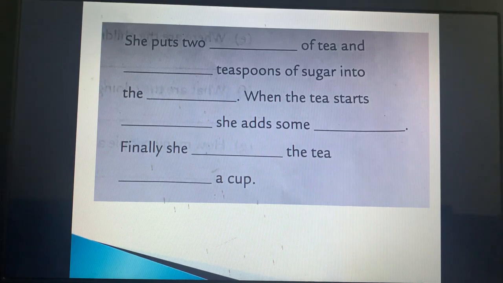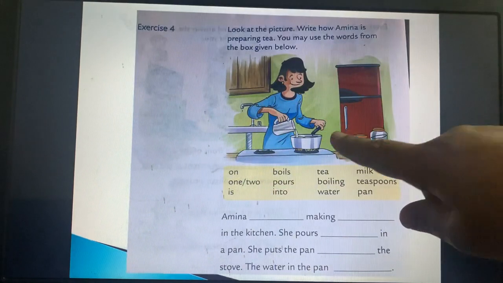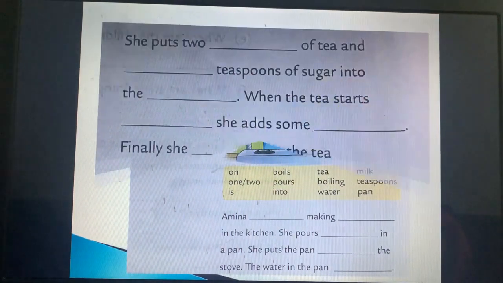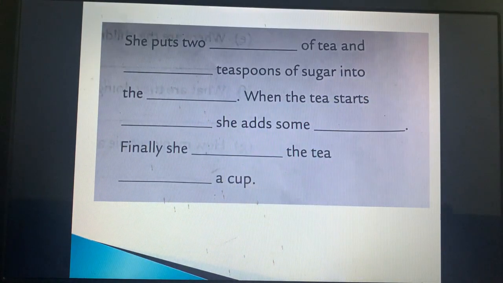It is your wish. If you are writing 1, then it will be teaspoon. If it is written teaspoons plural, then it will be 2 teaspoons of sugar into the dash. किसके अंदर डालेगी? It will be in the pan. Next is when the tea starts, क्या हो जाएगी? जब सब कुछ डाल दिया हमने, चाय उबलनी शुरू हो जाएगी.